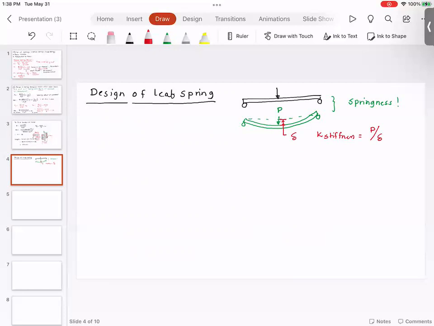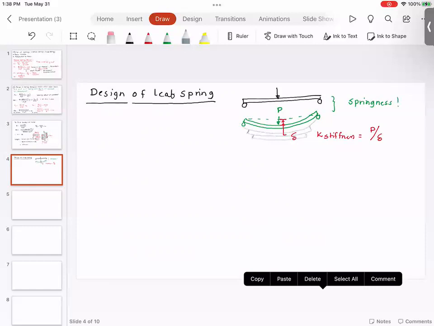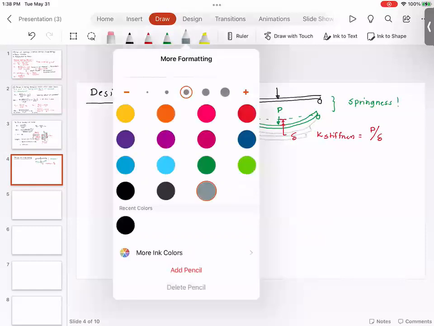But usually a single leaf spring is not used in practice. You will have multiple leaves so that the spring is stronger. And usually there will be some full length leaves, and there are going to be some partial or half length leaves. And that actually will make it stronger.